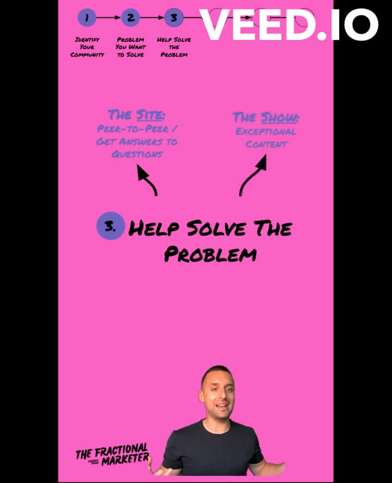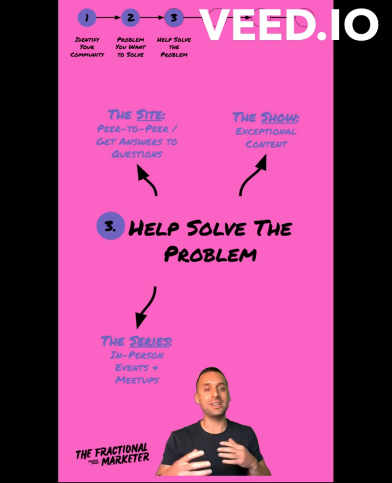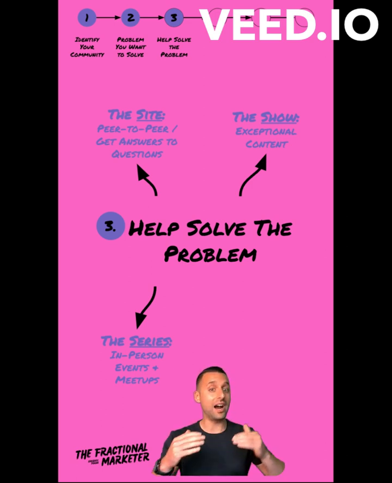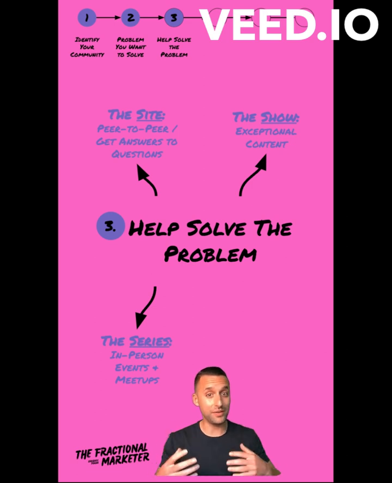The next S is the show. This is all the badass content that attracts your audience to your community. This could be written content like blogs, videos, podcasts, webinars, anything that appeals to and attracts members to your community and to your site. The third S is the series. A community isn't a community unless you could bring your members together either online or in person with events.